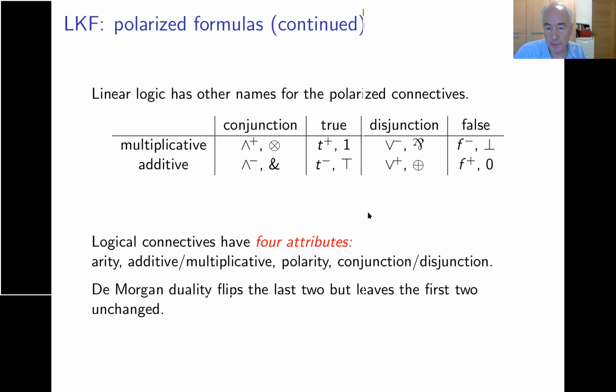And just to point out that logical connectives actually have four attributes: arity, whether or not they're additive or multiplicative, what's their polarity, and conjunction or disjunction. If you fix arity, and you know two of the others, you can determine the third from those two. And notice that De Morgan duality flips the last two. In other words, it makes a conjunction into a disjunction and vice versa, and changes the polarity by flipping it, but does not affect the arity. Obviously, a zero arity would be the unit, for example, and binary would be the usual way we write the connective. That's not changed either. And you don't change the multiplicative or additive nature of the connectives.